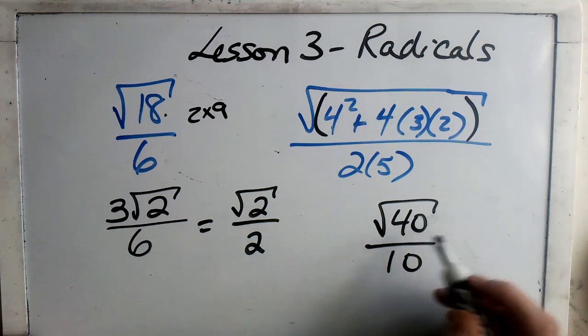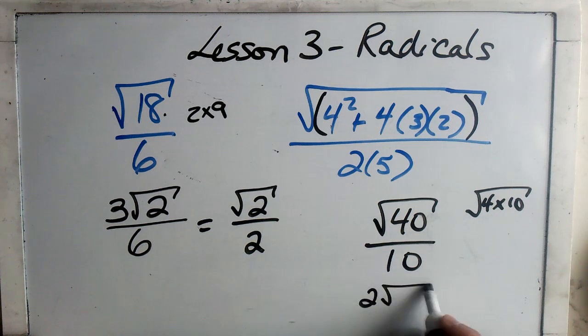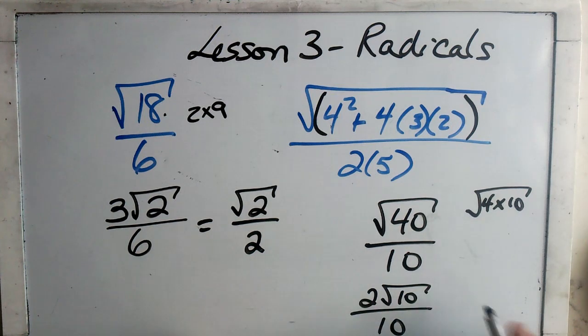Now there's a perfect square in here. So square root of 4 is 2. 10 gets left inside. And we can reduce 2 and 10. Do not reduce the 10 inside because that's a radical, that's not. So divide both by 2. And that's how we finish.